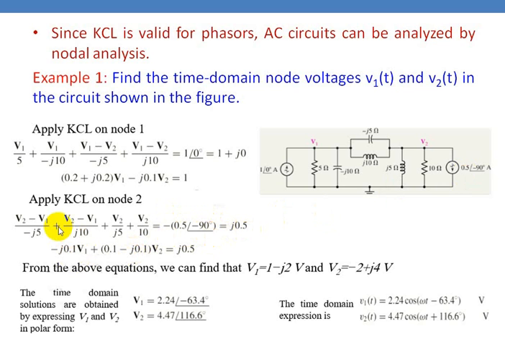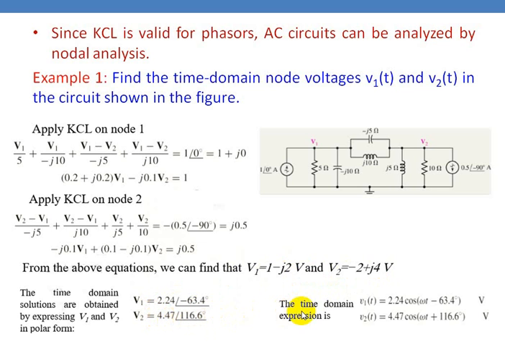Now you again simplify this equation. Rearrange and separate the terms V1 and V2. Then from the above equations, this is one equation and this is another equation. Solve these two equations either by Cramer's rule or by the subtraction method. You will get V1 as 1 minus J2 volts and V2 as minus 2 plus J4. Now convert this to polar form: you will get V1 as 2.24 at an angle minus 63.4 and V2 as 4.47 at an angle 116.6 degrees.